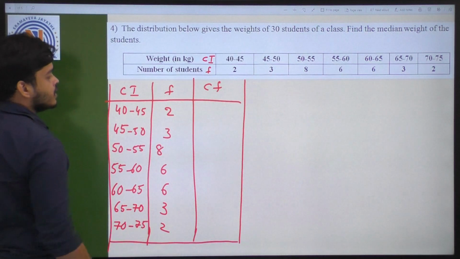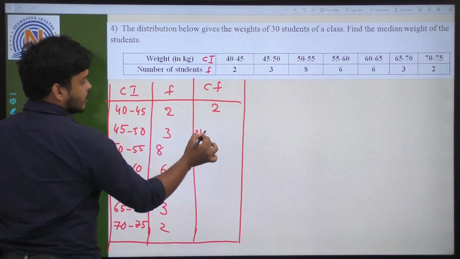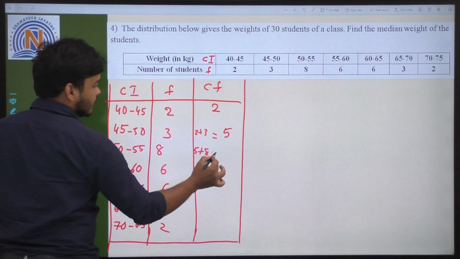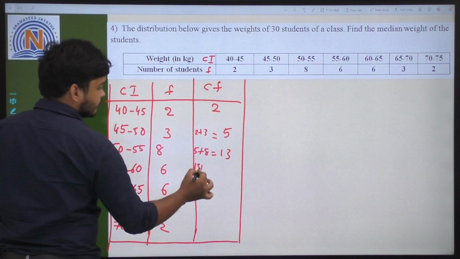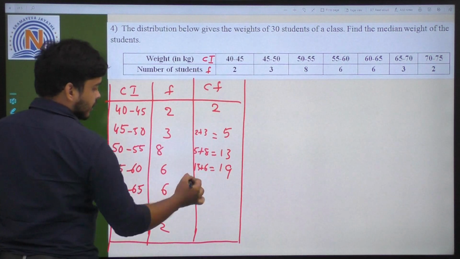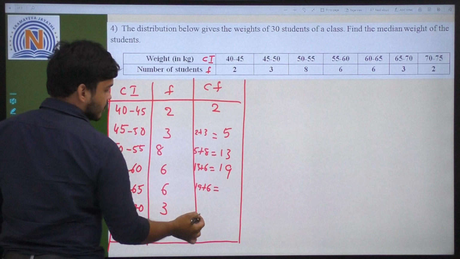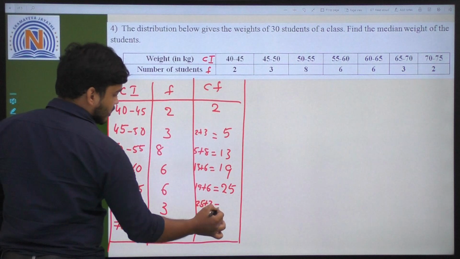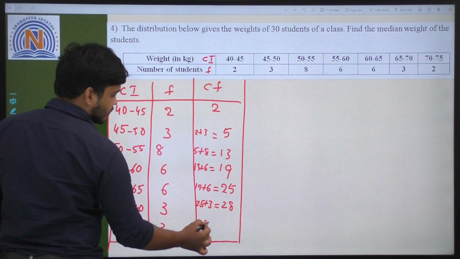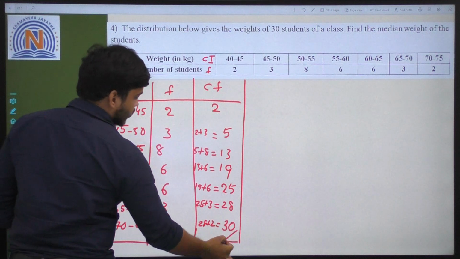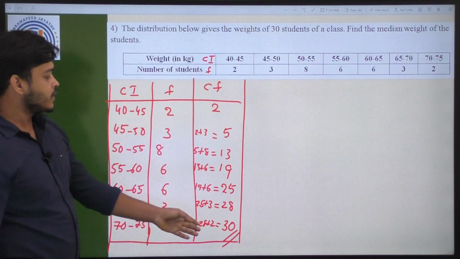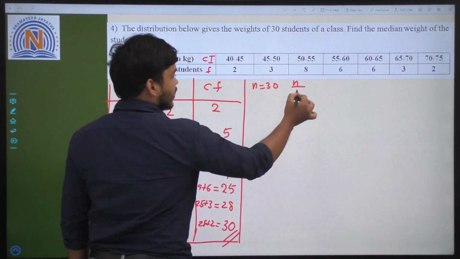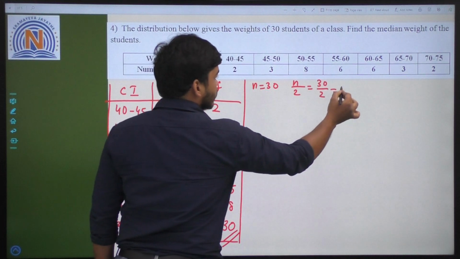So here the cumulative frequency: 2, and 2 plus 3 is 5, and 5 plus 8 is 13, and 13 plus 6 is 19, and 19 plus 6 is how much? 25, and 25 plus 3 is 28, and 28 plus 2 is 30. Here, what is that? The number of observations is 30. So n is equal to 30. Therefore n by 2 is equal to 30 by 2, which is 15.